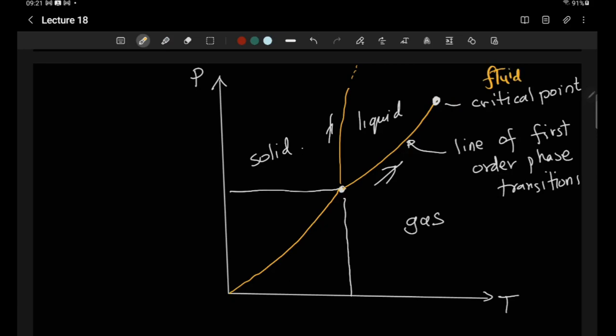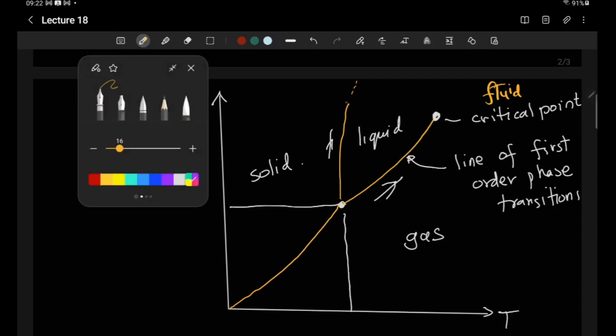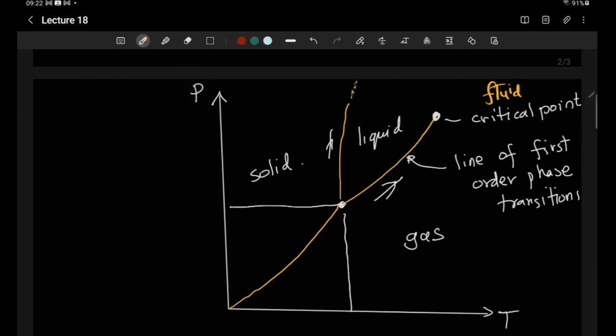One more thing: you can ask, is it possible for the solid line to be such that you actually have a critical point there? And the answer is no. This is a symmetry argument. Like I just told you, there's no way you can mistake a solid for a liquid. That's the intuitive reason why this dotted line goes up to infinity. There will always be some latent heat. It will remain a first order transition.